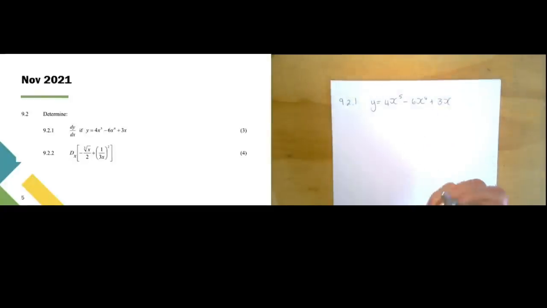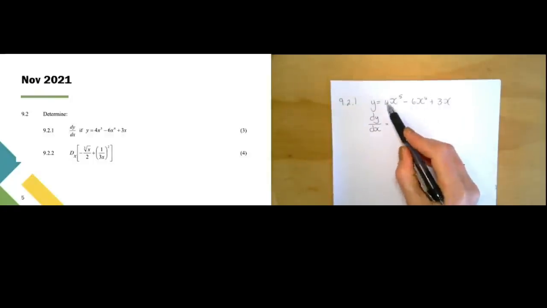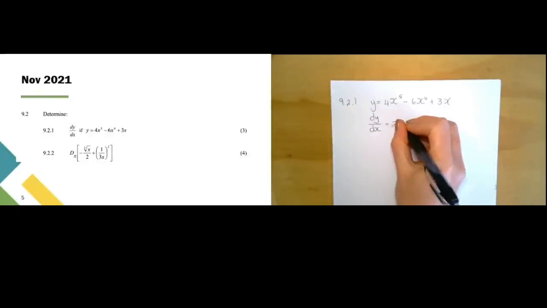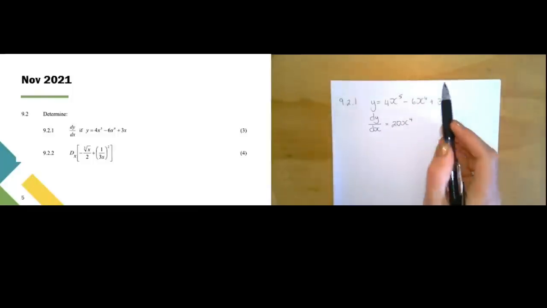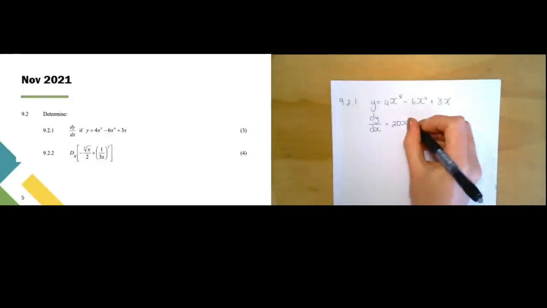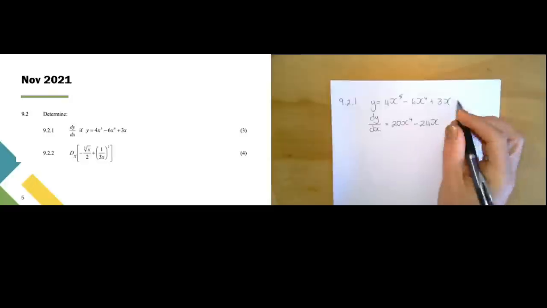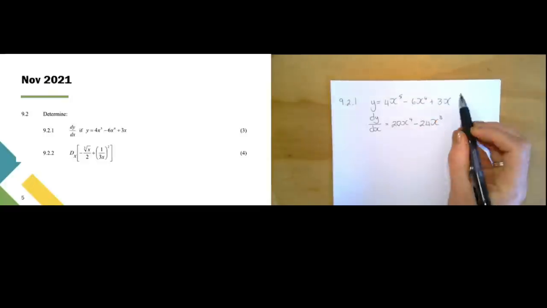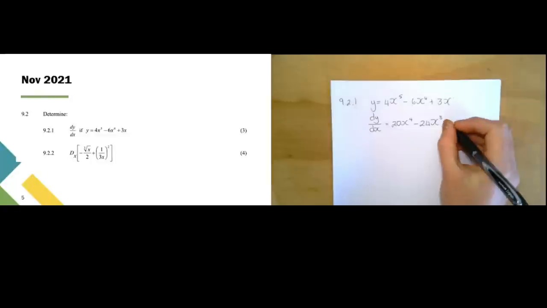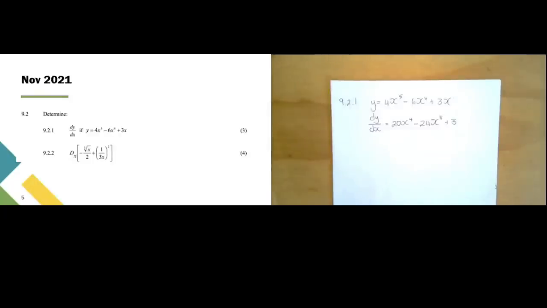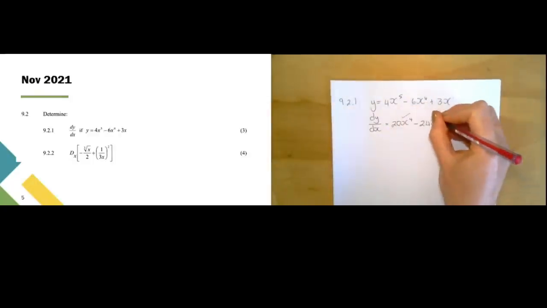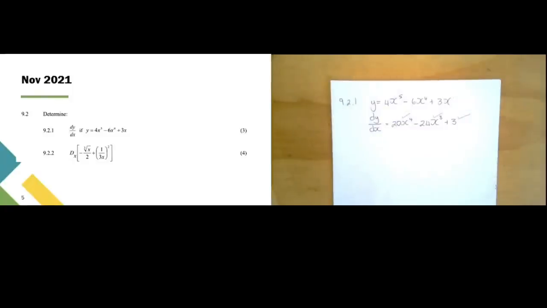So what would my notation be for my first derivative? It would be dy over dx. So what would my first derivative be? 4 times 5 is 20. x to the power of 5 minus 1 is 4. Next term, 4 times negative 6 is negative 24. x to the power of 4 minus 1 is 3. Last term, remember the exponent is 1. 1 times 3 is 3. x to the power of 1 minus 1 is 0, so no x's left. 3 marks, it was a mark for each of the correct terms.